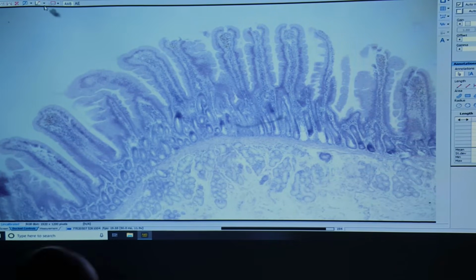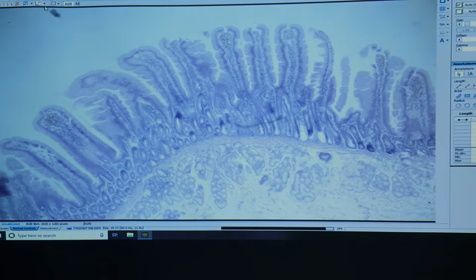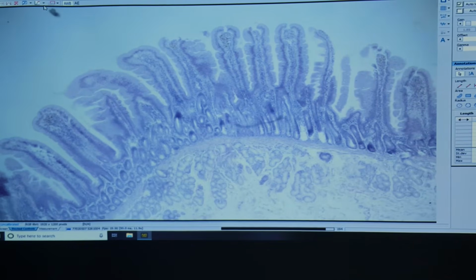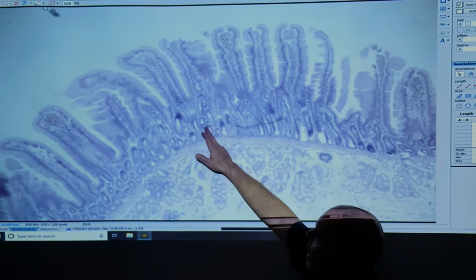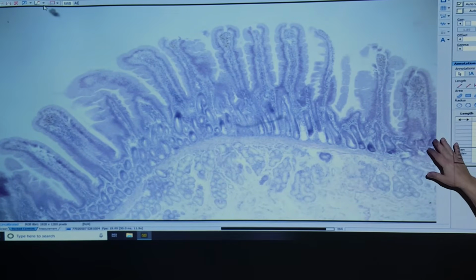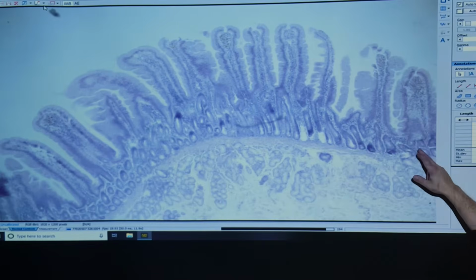Now, I know what you will be thinking as you look at this slide and maybe some others of the small intestine: how would I tell this from the stomach? Well, first, notice that these gaps between the villi are much wider than a person's gastric pits would be. But that may not be enough to tell you. Also, notice these sort of large clusters of cells here in the mucosa. These are called intestinal glands. You will see those in the small intestine. You don't see those in the stomach.